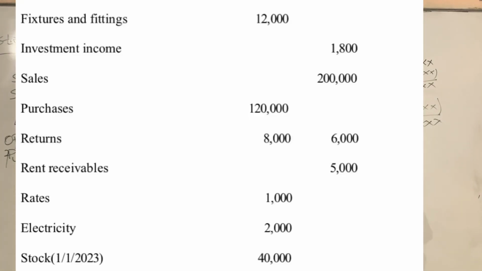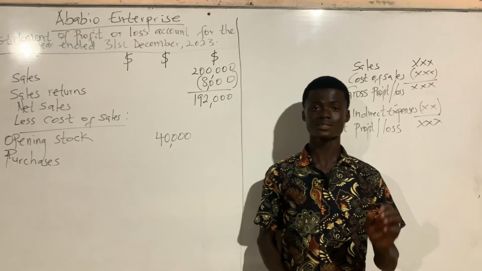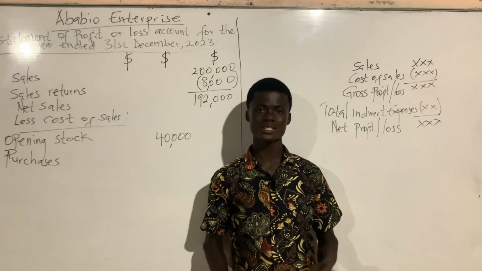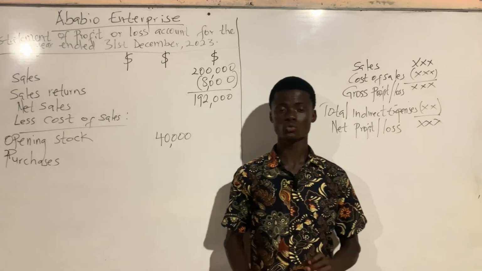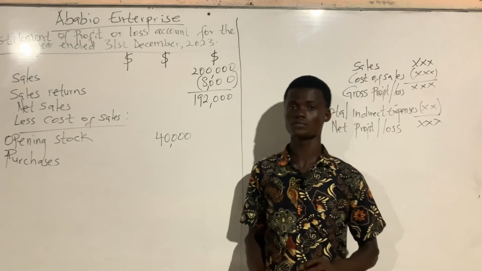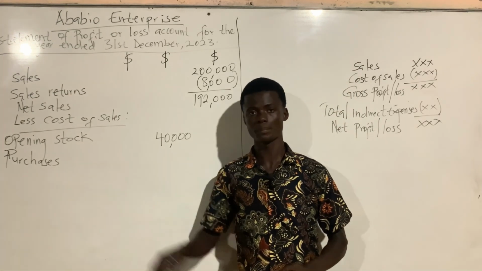So per our question, we have returns outwards. That's the returns on the credit side. That's the $6,000. So that $6,000, as we said, represents the returns outwards or the purchases returns. So this returns outwards is an adjustment to the purchases figure, and it will be subtracted from the purchases.